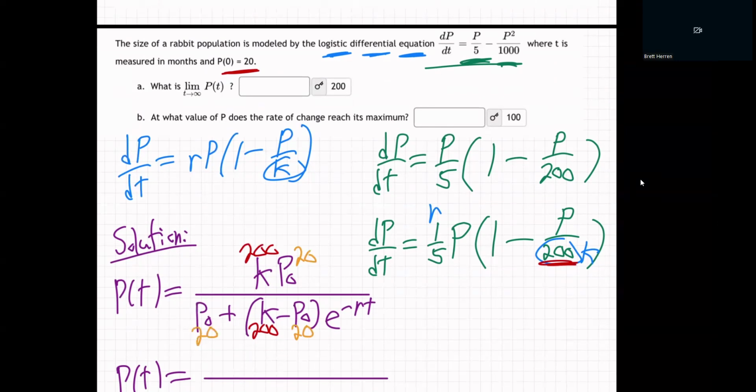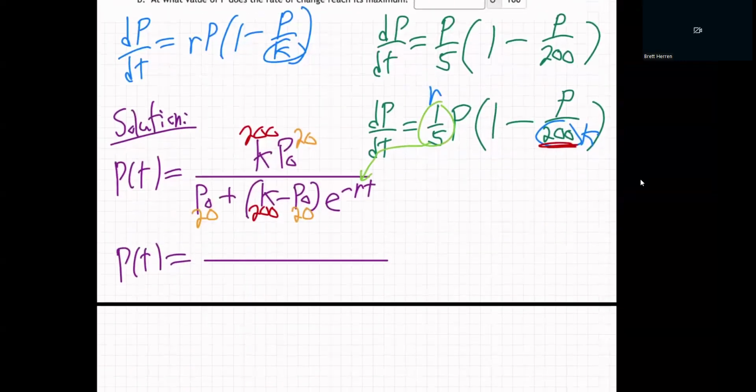Right there. P0 is 20. What else do we need? Oh, what's R? Oh, we know R. R is 1/5, right there, which is the same as 0.2. Let's make it 0.2.